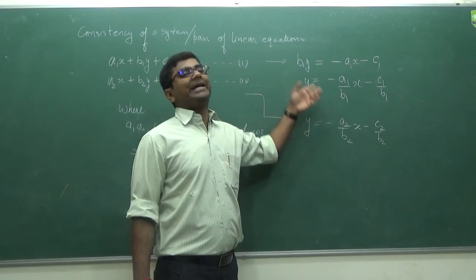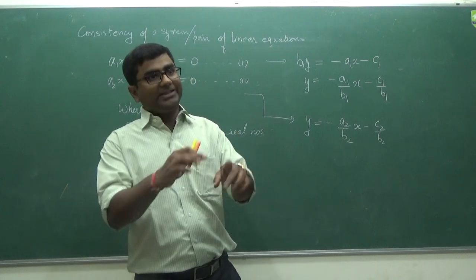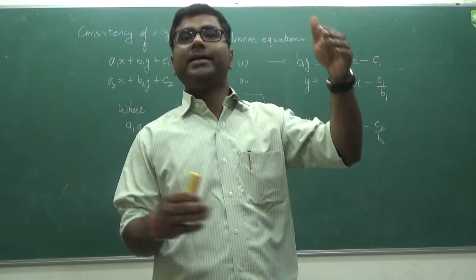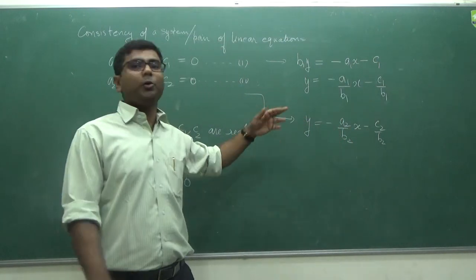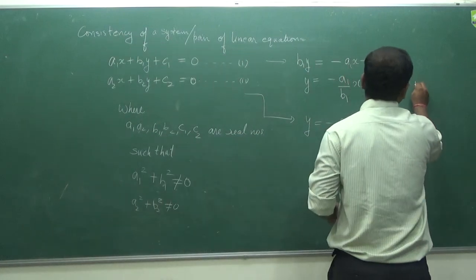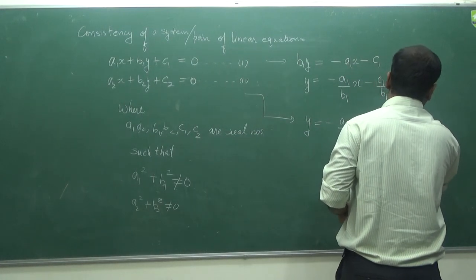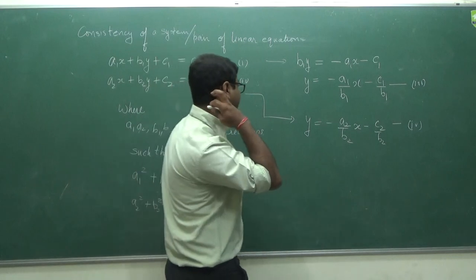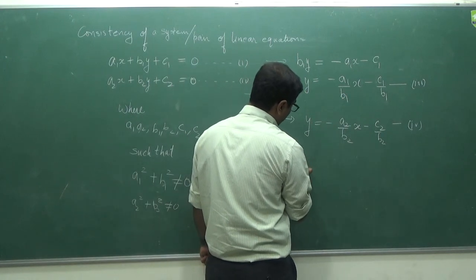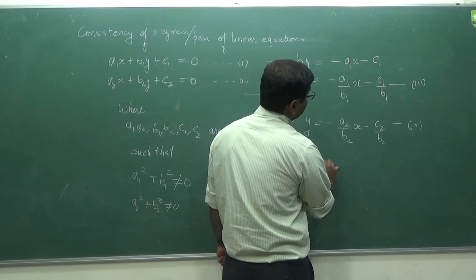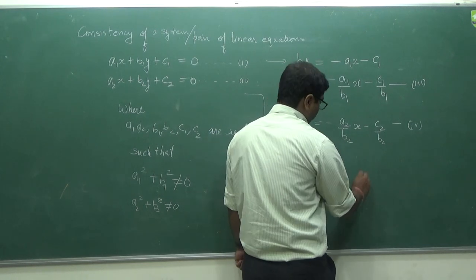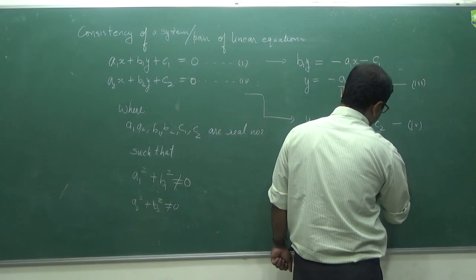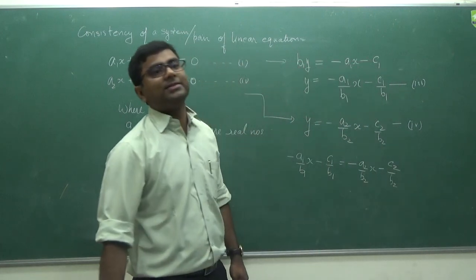So both are intersecting. That means the y coordinate of that intersection is the same for both, one point whose y coordinate is the same. So hence, can I not equate this 3 and this 4? So let us say these are the same. So I can say minus a1 by b1 x minus c1 by b1 equals minus a2 by b2 x minus c2 by b2. Can I just cancel all the minus signs?